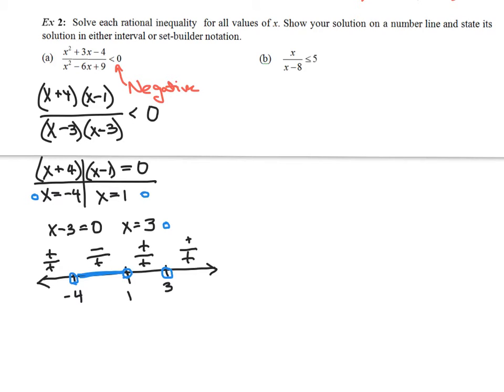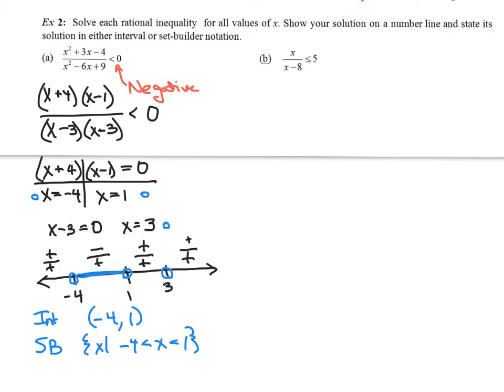If I'm putting this in interval notation, I'm going to give my answer as open parentheses, -4 to 1, close parentheses. If I'm giving it in set builder notation, that's going to be x such that x is greater than -4, but smaller than 1. X falls between -4 and 1.